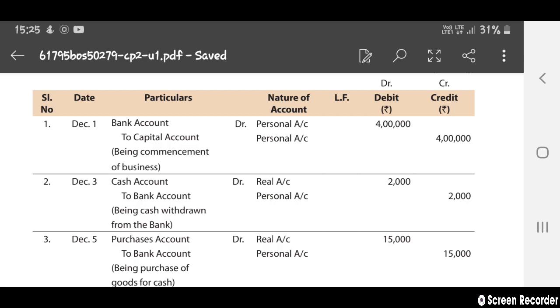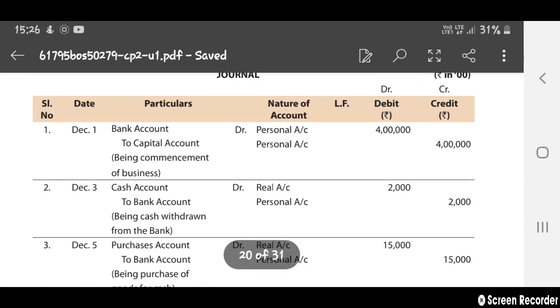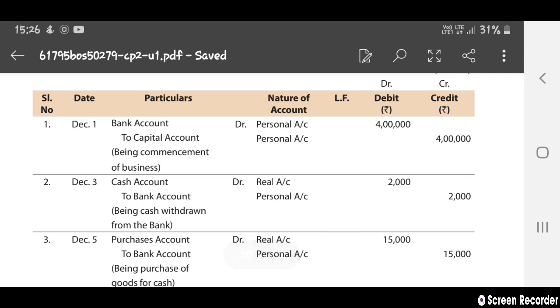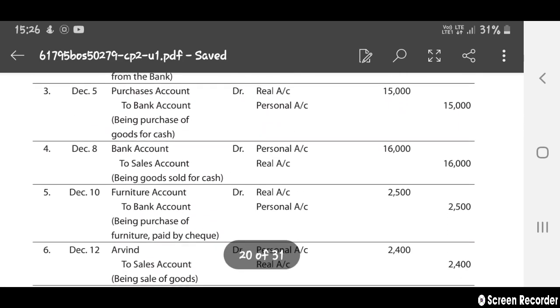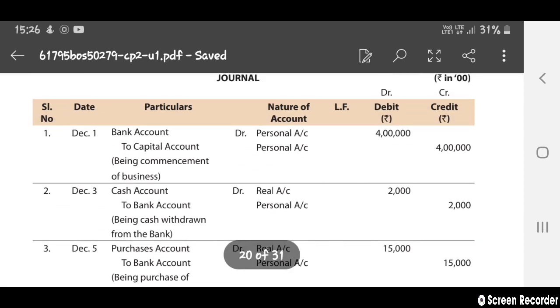So from the cash account, that is their real account, to the bank account, that is their personal account, they have taken the money. So in cash account, that is real account, 2000 they have debited, in personal account 2000 they have credited. So this was your second journal they have asked.